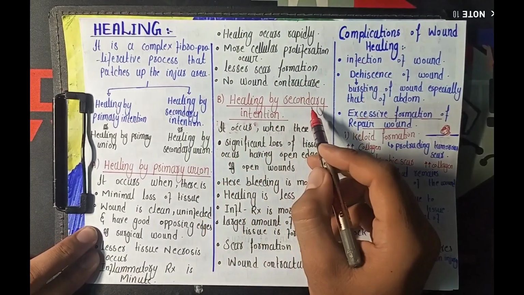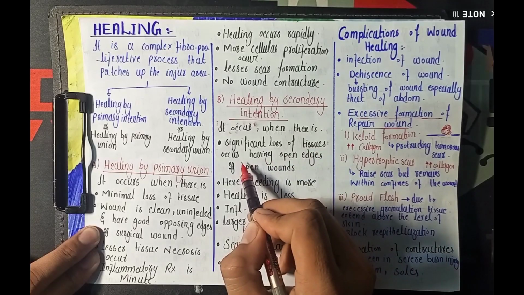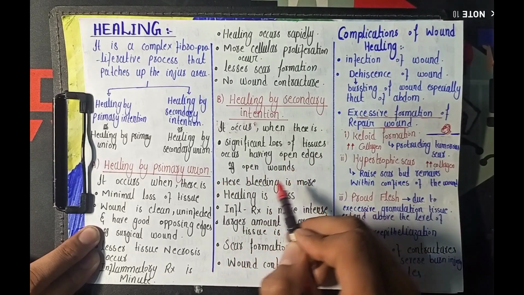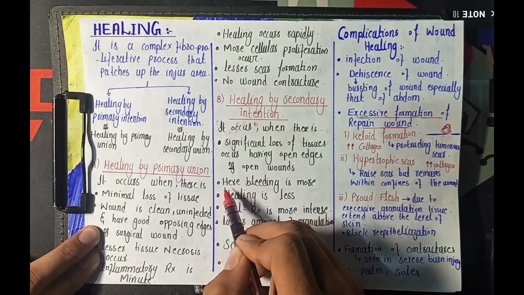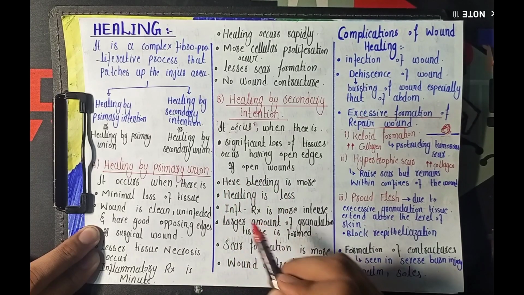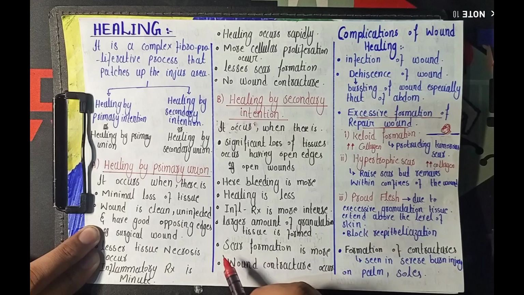दूसरा हमारे साथ है healing by secondary intention. So it occurs when there is significant loss of tissue and the wound produces open edges. The example includes an open wound. Here there is maximum damage to the tissue, so there will be more bleeding and the process of healing is slow, and there will be a large amount of granulation tissue formed, and the inflammatory reaction is also more intense, and there will be more scar formation, and there is also wound contracture present.